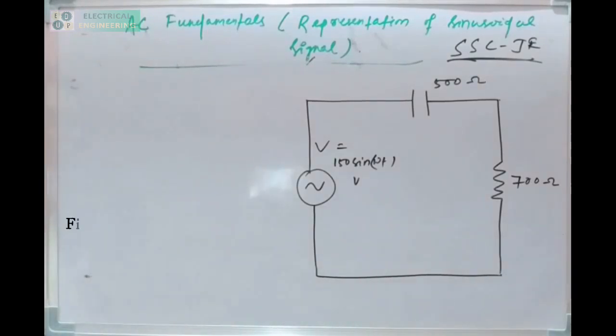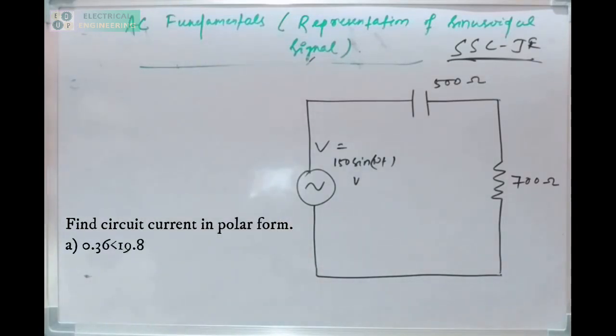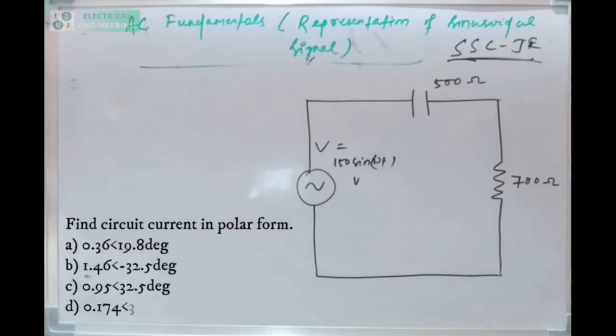Today's last question is based on this diagram. Here you can see there is an AC source having V equals 150 sine omega t. There is a capacitor having a reactance of 500 ohm, and there is a resistance of 700 ohm. Right? The first question is: find the circuit current in polar form. Okay. So how can we find it?